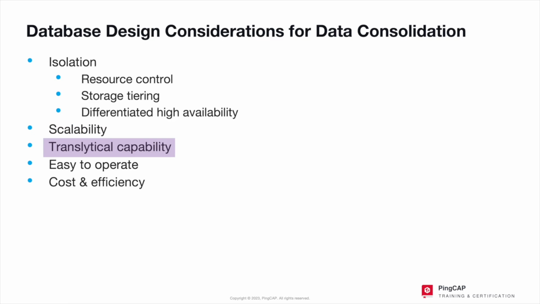Next, we have translytical capability. Okay, Forrester Research made up a word. I think we need to describe it. So translytical describes a new generation of data platforms that combine transactional and analytical processing capabilities within a single system.